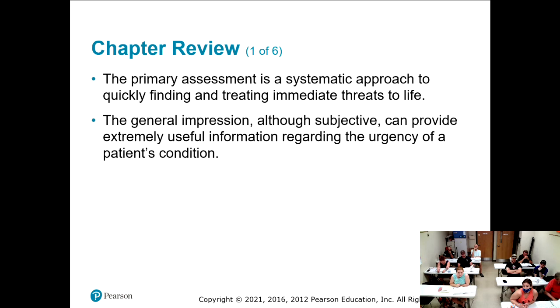So our primary assessment is our systematic approach to life threats, quickly finding and treating life threats. That's the goal of the primary assessment. Remember, ABCs: if you don't have one, you don't have life. So we need to make sure all three are intact before we move on. Our general impression is very subjective, but it gives us a starting point as to what might be going on and what kind of condition the patient's in.